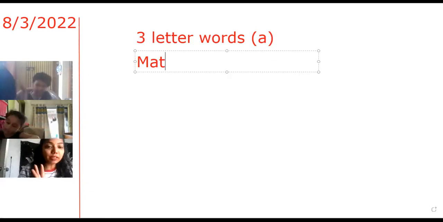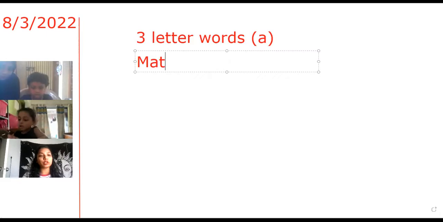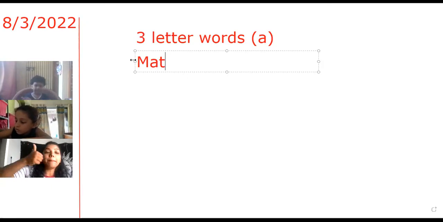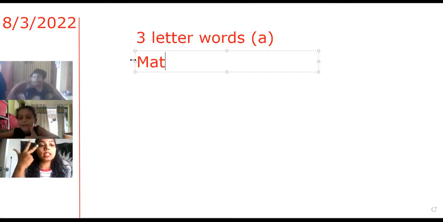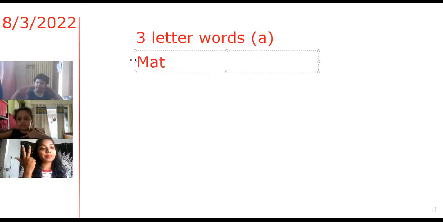Okay, now you have to blend with me. Blend first, you write and blend with teacher. First, you write it down. Done. Blend. Ma, a, ma, t, mat. Very good. Well done, Nora.